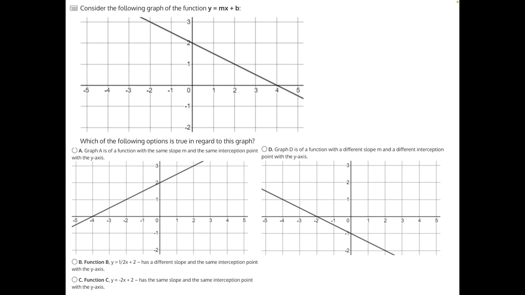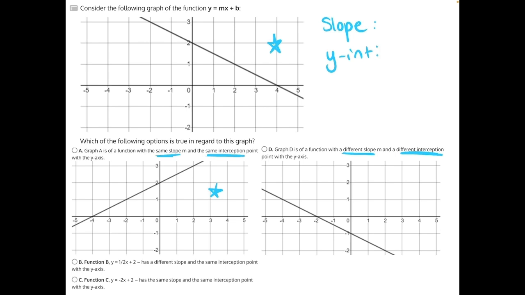Let's start by looking at our answer choices, and notice that all of the answer choices are either asking if the graph in the answer choice has the same slope and intercept or a different slope and intercept compared to our original graph. So the fastest way to solve this problem is to find the slope and intercept of this original graph and compare them to our answer choices.